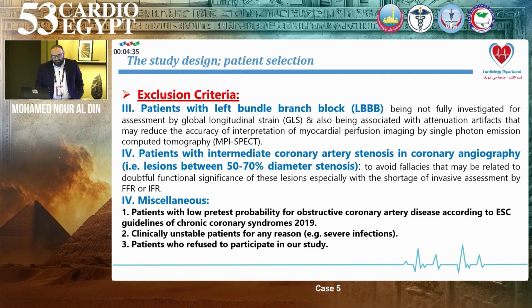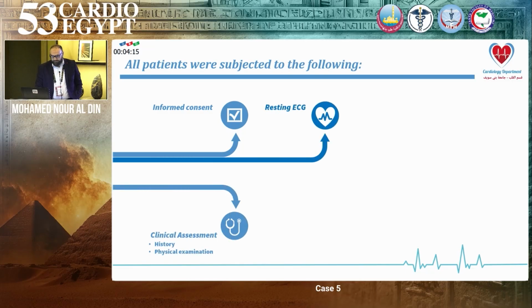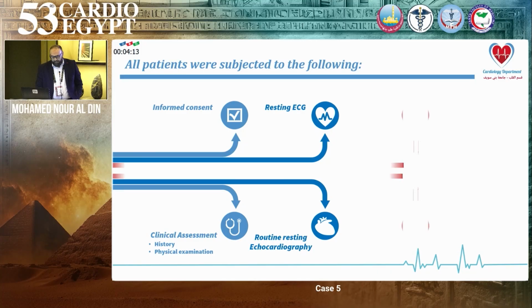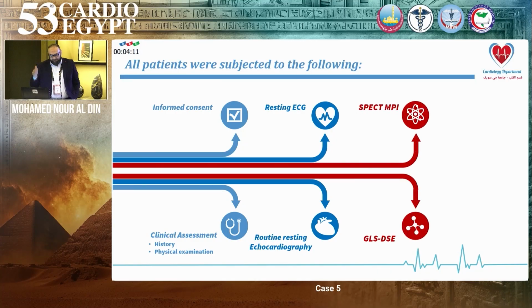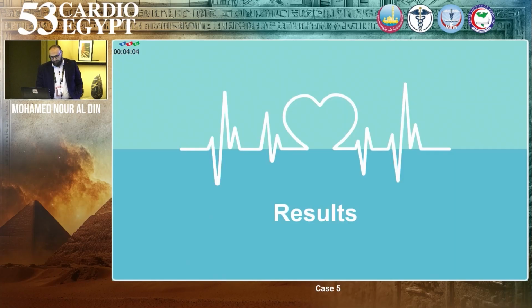Also, we excluded patients with intermediate coronary heart disease due to the non-availability of invasive physiological assessment by FFR. And we have this track. All patients had informed consent, clinical assessment, resting ECG, and resting echo study. Then we compared SPECT MPI versus invasive coronary angiography, then statistical analysis, and we have the results.